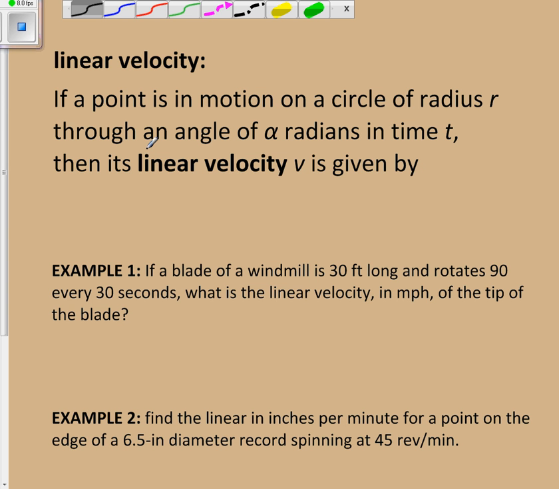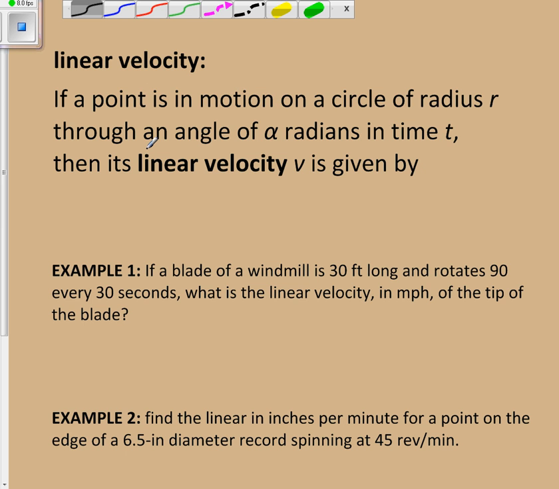Because when we look at our speedometer in our car, our speedometer doesn't give us revolutions per minute. It doesn't tell us how fast our wheels are rotating in revolutions. It tells us how fast our wheels are going linearly, or miles per hour. It's a linear measurement.